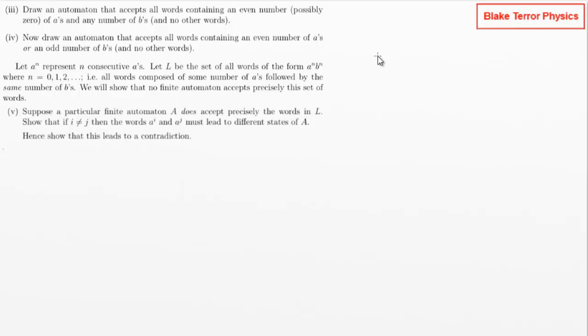Right, well, we know we come into S0. So let's draw that on first. So that's our S0, and we're coming in there. Now, whether that's going to end up being an accepting state or not, we'll have to see.